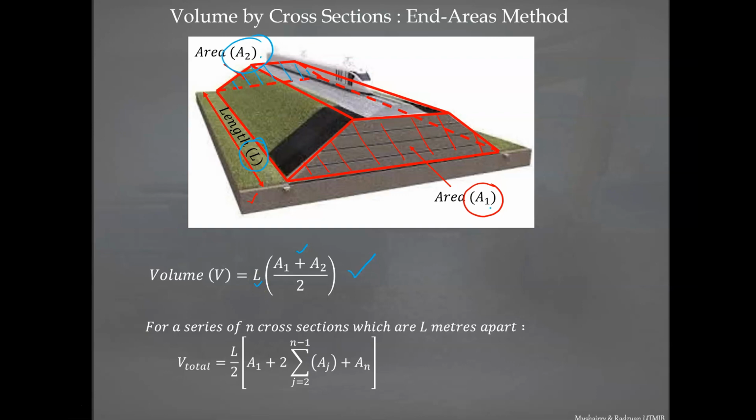So if I have a series of chunks like that, I will have a series of cross sections, and if they are all L meters apart, then I can come up with a general equation, which is similar to the trapezoidal rule, if you remember, in our previous slides.